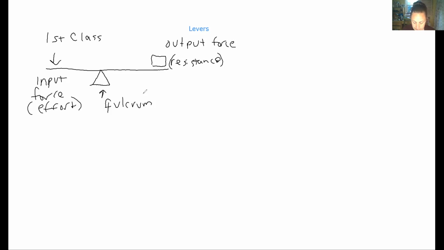In a second class lever, the resistance force lies between the fulcrum and the effort force. Doors, bottle openers and wheelbarrows are examples of second-class levers. On a wheelbarrow, the wheel acts as the fulcrum, the resistance force in the middle is the weight of the load. The effort force is applied to lift the wheelbarrow.